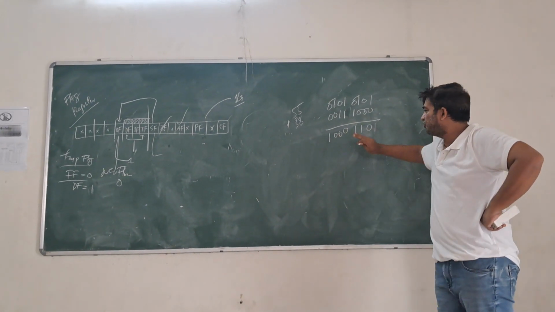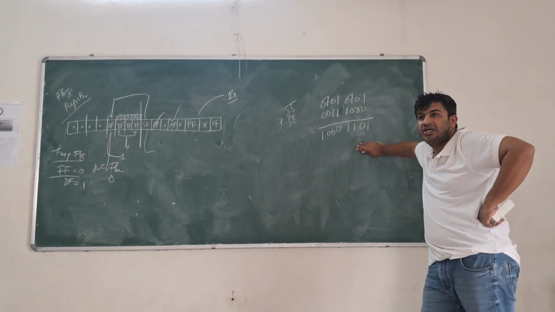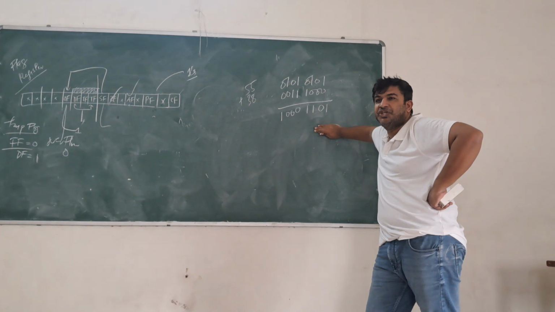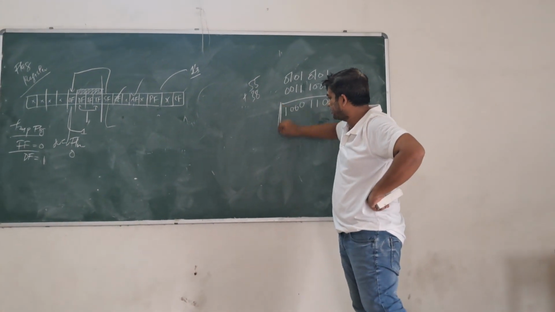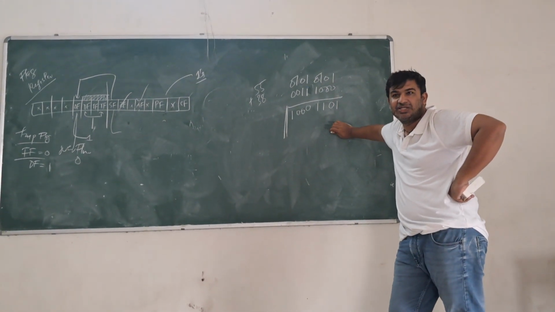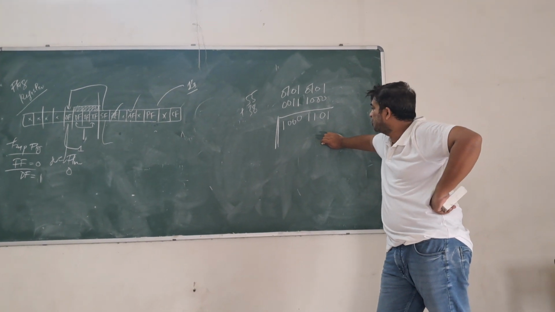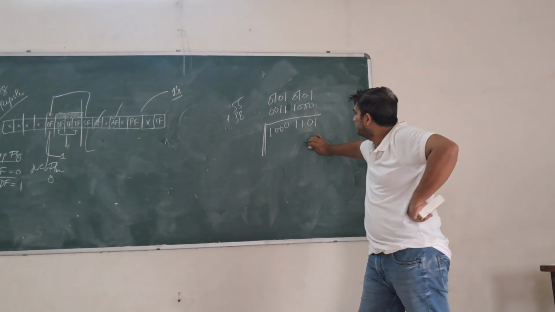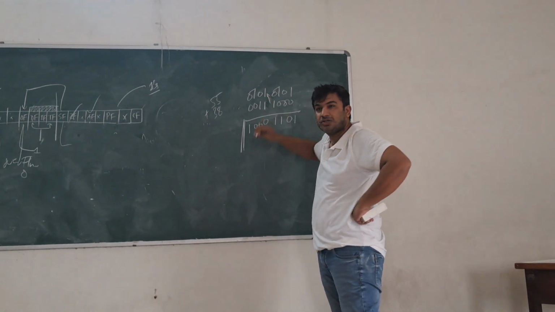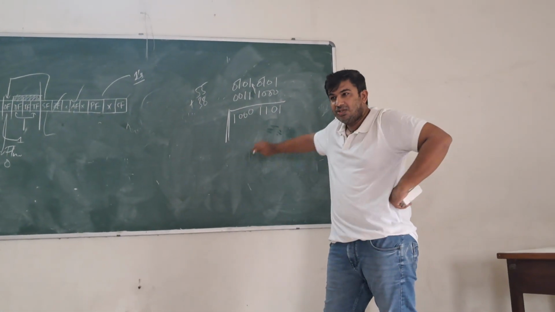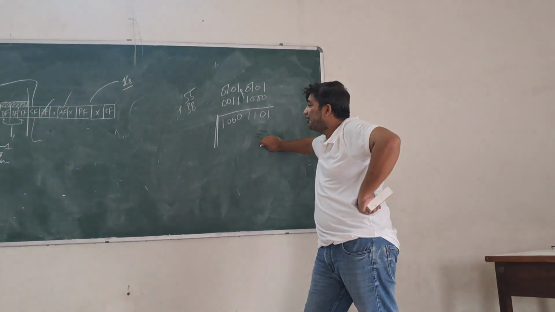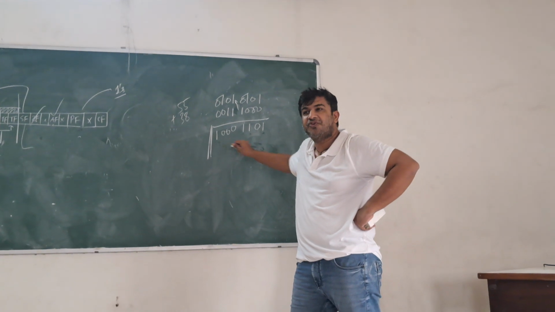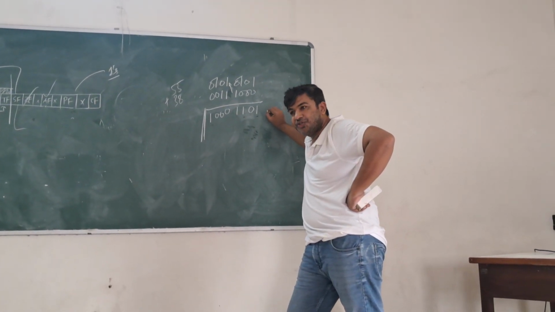Now tell me, what is the value of the carry flag? CF flag. 0. There is no carry out of the MSB. So carry flag is 0. What is my auxiliary carry? There is no carry from here to here also. It is also 0. Okay. What is my parity flag? 1, 2, 3, 4. Even number of 1s. Parity flag is again 0.